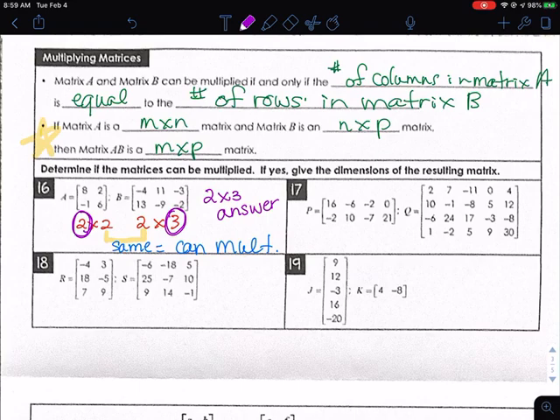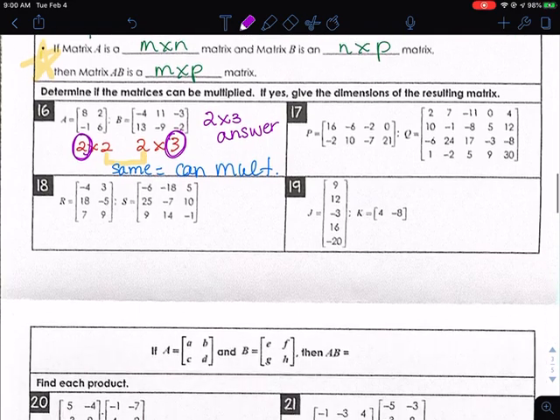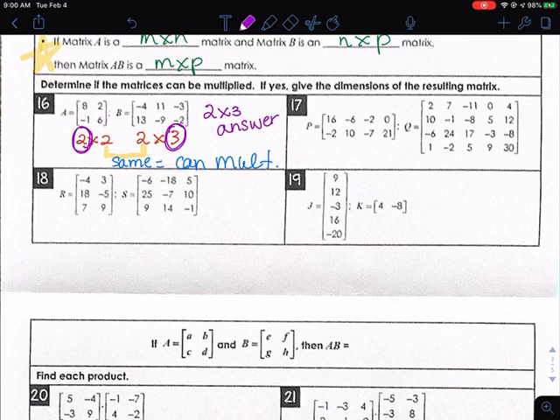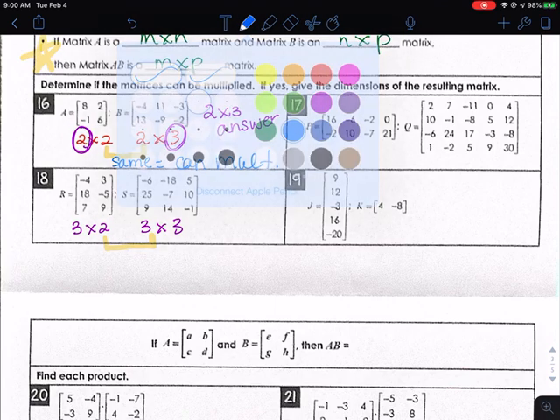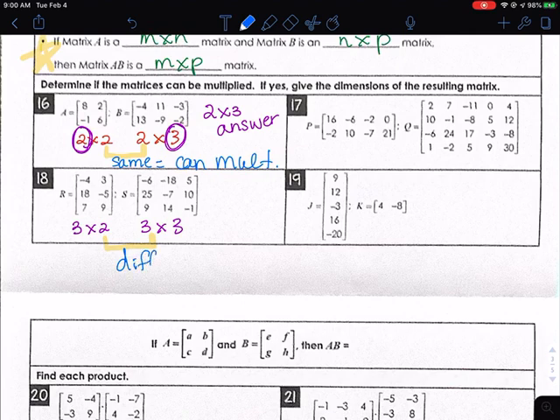All right, so then let's take a look at 18. I want to multiply R times S. R has 3 rows and 2 columns. S has 3 rows and 3 columns. If you look at these two numbers, they are not the same. They are different. That means you cannot multiply those.